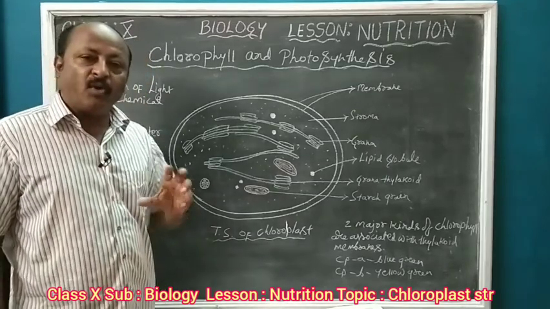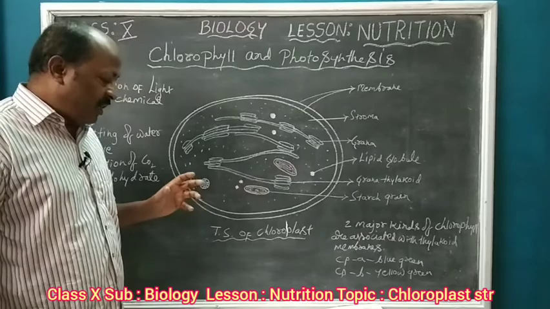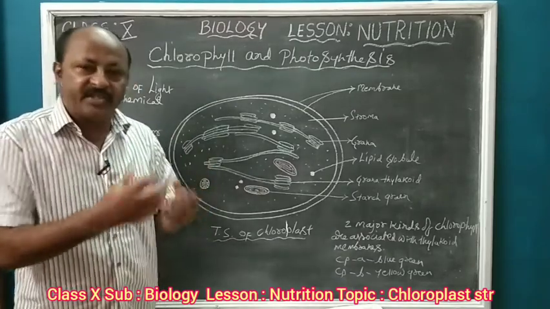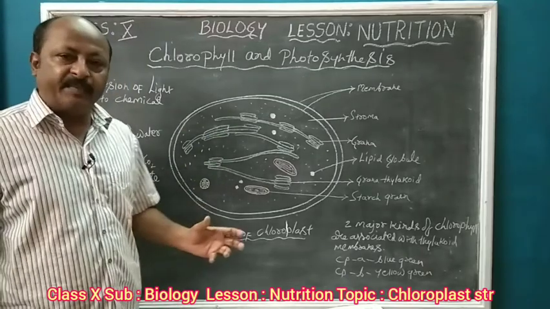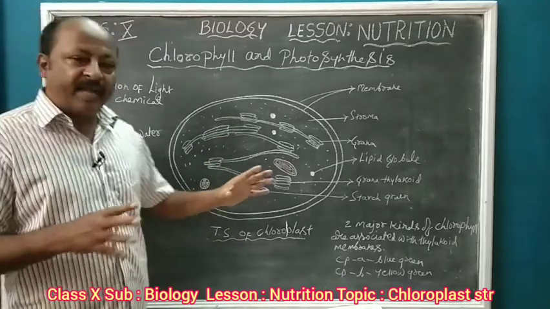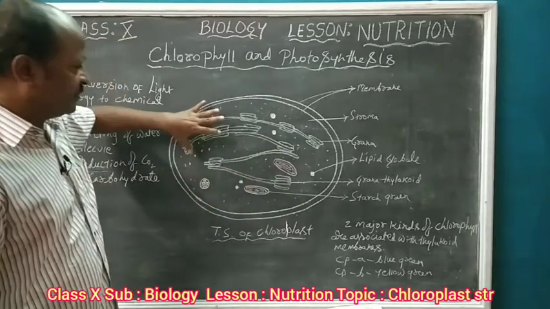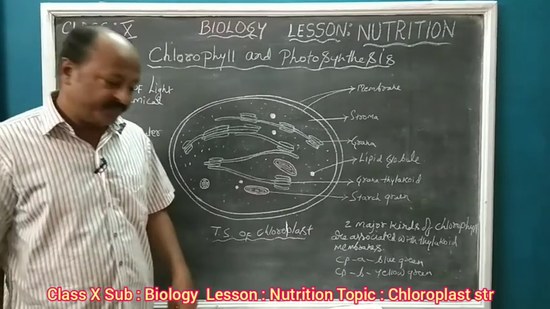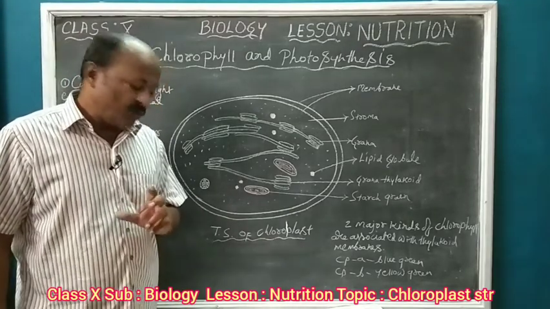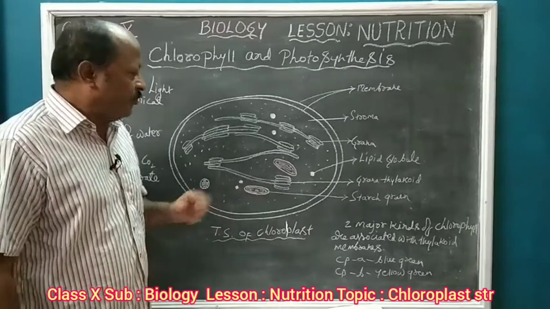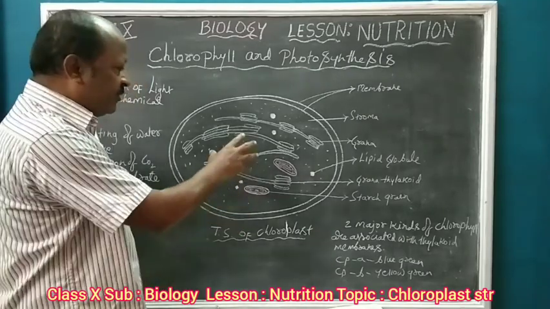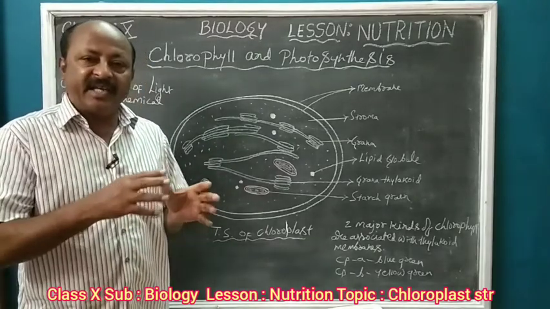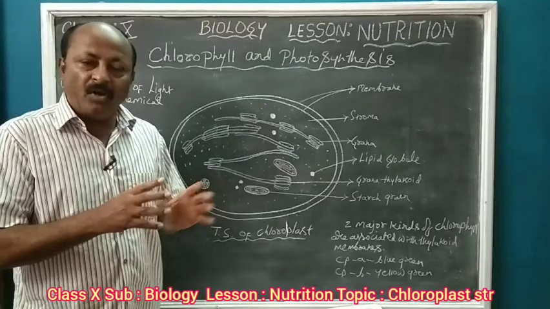Then substances found in the chloroplast which help in trapping the solar energy are known as photosynthetic pigments. There are several types of photosynthetic pigments in the chloroplast which help in the process of photosynthesis. Chlorophyll is such a pigment which has got an atom of magnesium in the center, and this magnesium atom is equivalent to the heme of the hemoglobin.